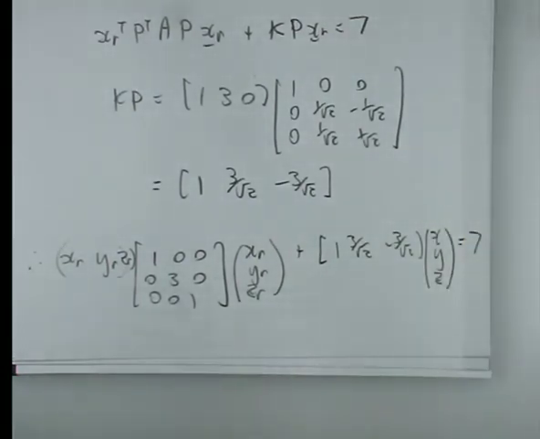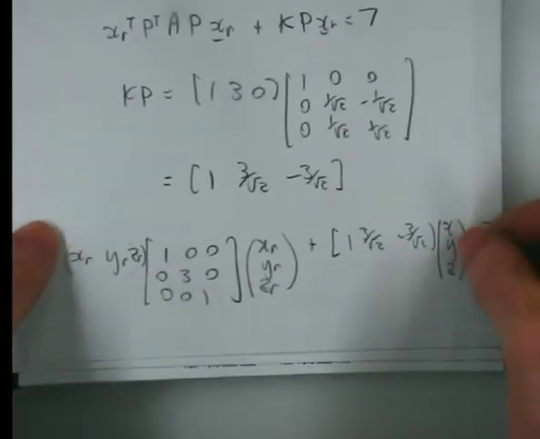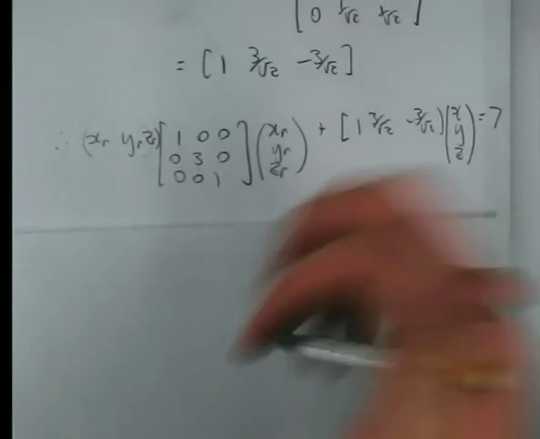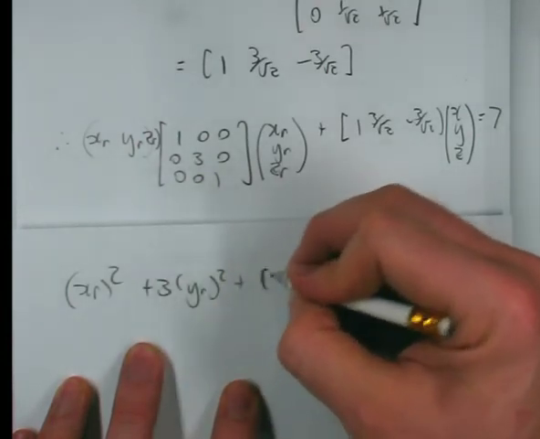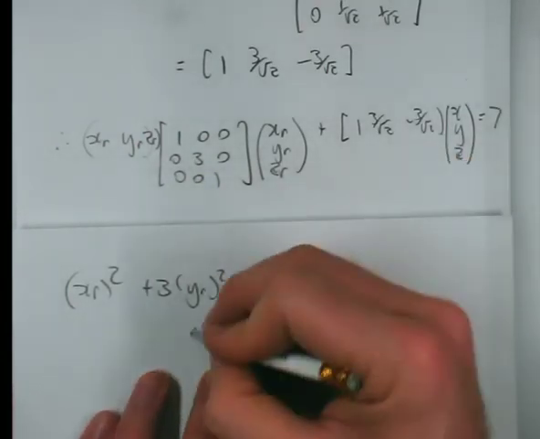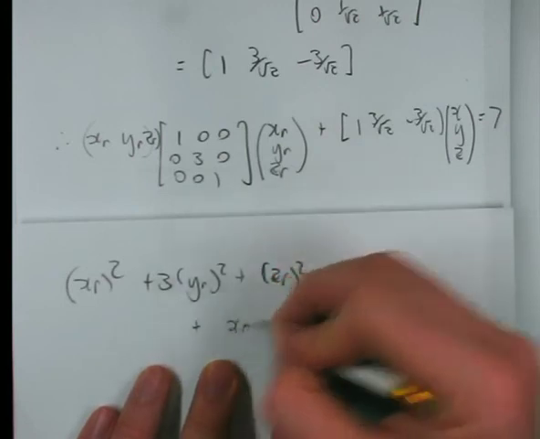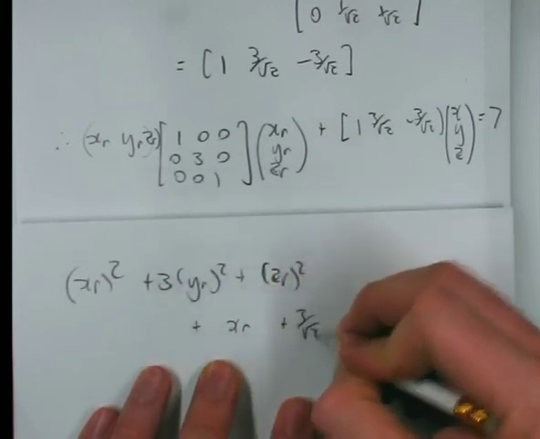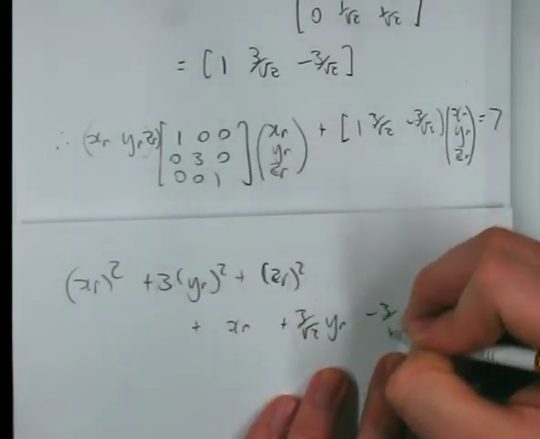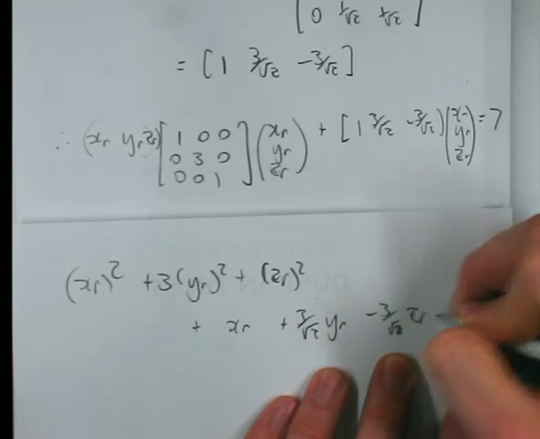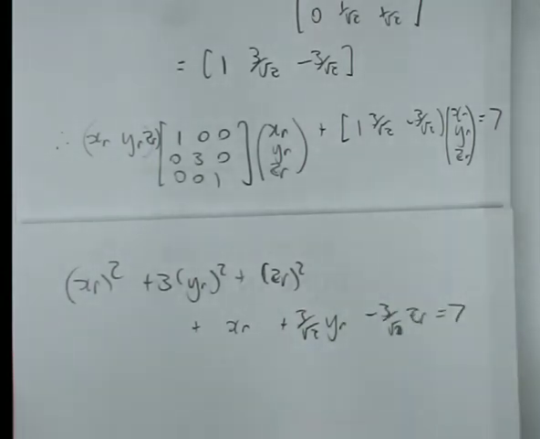So just be really careful when you sub it in that you don't forget to do the KP part, so that you don't get it wrong. And then when you expand this out, you're going to get XR squared plus 3YR squared plus 1ZR squared plus XR plus 3 on root 2 YR minus 3 on root 2 ZR equals 7. And you'll have to complete 3 squares. Not that I'll do that bit, but that's what you would have to do.